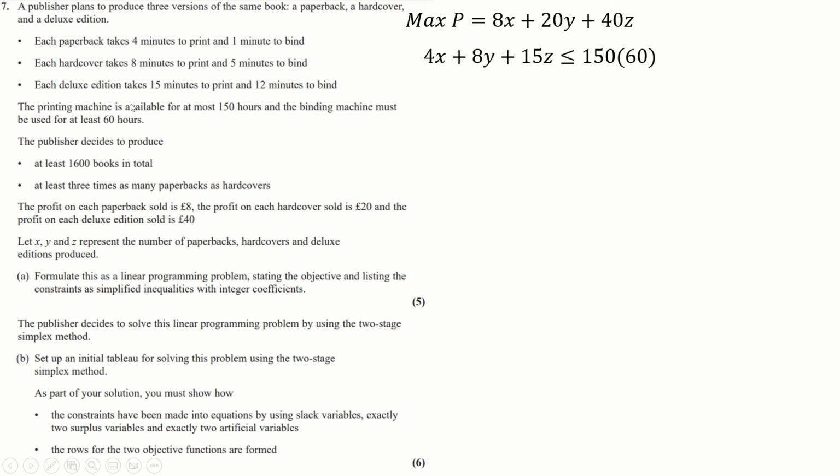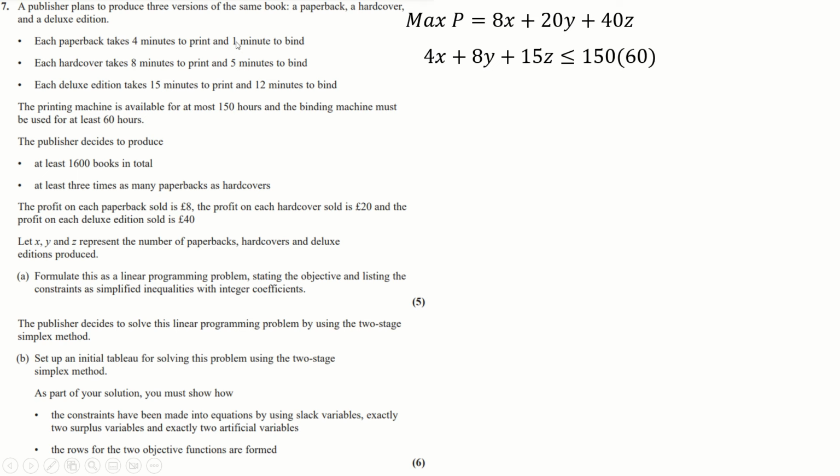Let's put the restrictions in order that we read them. So 4 times X plus 8 times Y plus 15 times Z has got to be less than 150 hours, but 150 hours is different to minutes, right? So 150 times 60 to get this in minutes as well. You could write these in hours, but I think it would be more annoying to do it.